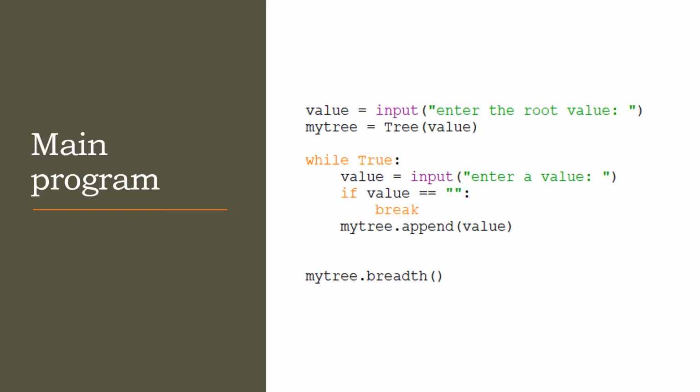Here's the main program. We enter a root value, and then we loop adding more values to the tree using the append method, which we wrote in the previous presentation. And then the last line of the program is to use the breadth method to print out all the nodes in the tree. And you should find that it prints them out in the right order of breadth first traversal.